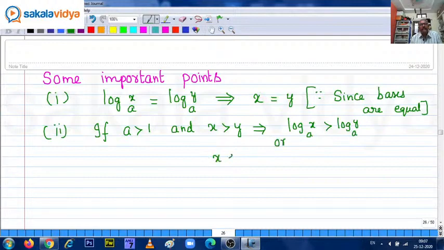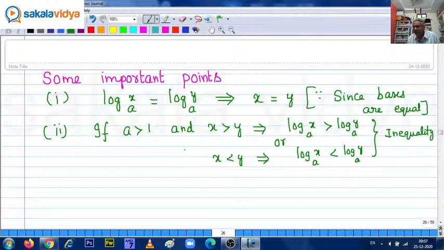Suppose x less than y is there, you can write the same thing: log x to the base a is less than log y to the base a. This is called a logarithmic inequality. Suppose this is an important case that needs to be discussed.